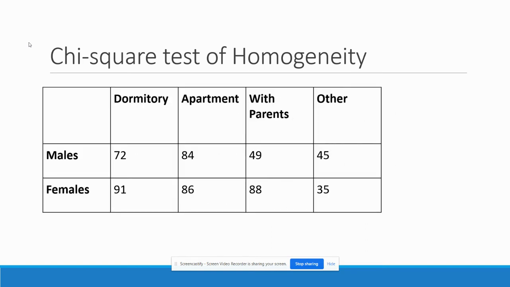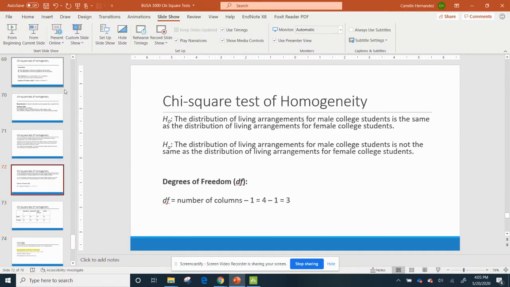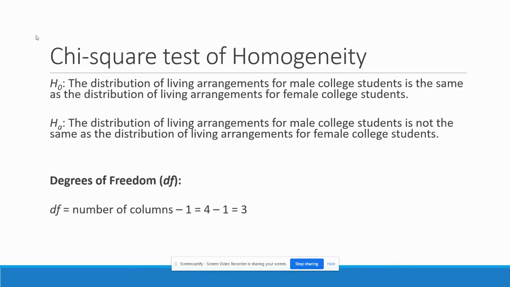Here's the table. I have 72 males that live in a dorm, 91 females that live in a dorm, and so on. You can see how many live in an apartment, with parents, and other. So what's going on here? I'm comparing males versus females in the 4 different ways that they live. Let's go back and look at those hypotheses. The null is the distribution of living arrangements for male college students is the same as the distribution of living arrangements for female college students. The alternative is the distribution of living arrangements for male college students is not the same as the distribution of living arrangements for female college students.